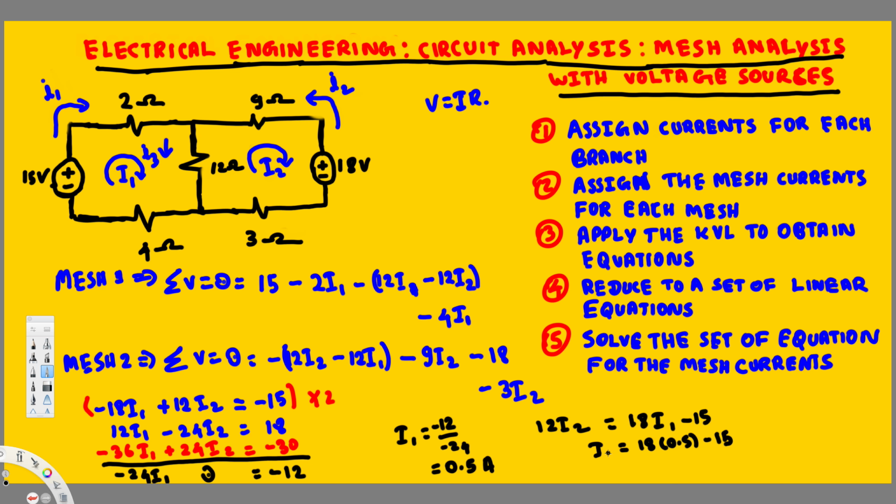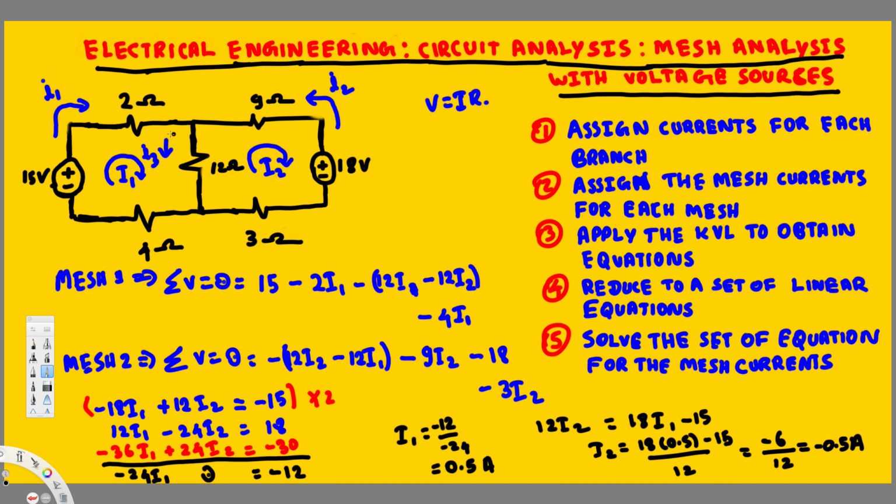Now if you want to find i2, we have to divide this one by 12, right? So 18 times 0.5, that's going to be 9. 9 minus 15 is going to be minus 6, right? Minus 6 over 12. Here we are going to have negative 0.5 ampere. Now i2 is negative 0.5, i1 is 0.5 ampere. Now we have found our mesh currents.